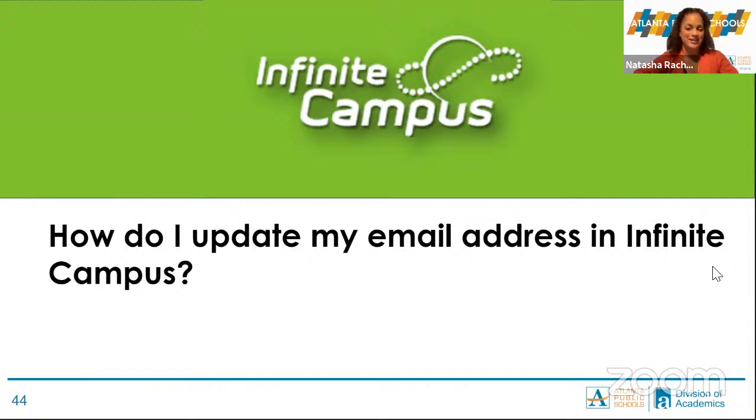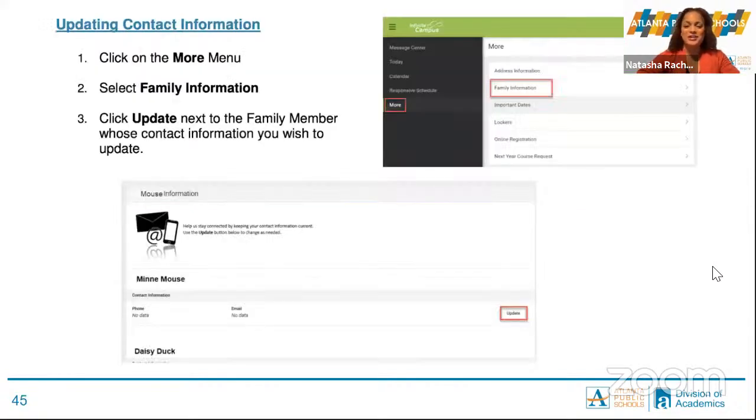So glad you asked. What you're going to do, you can go ahead and click to the next slide, is when you get to Infinite Campus, you're going to click on the More menu, and then you're going to select Family Information. Once you select family information, you're going to click update, which is right next to the family member whose contact information that you wish to update. So if you look at those red boxes there, that'll show you exactly what to click. And then you'll want to make sure that you go ahead and update the email address from there. Next slide.